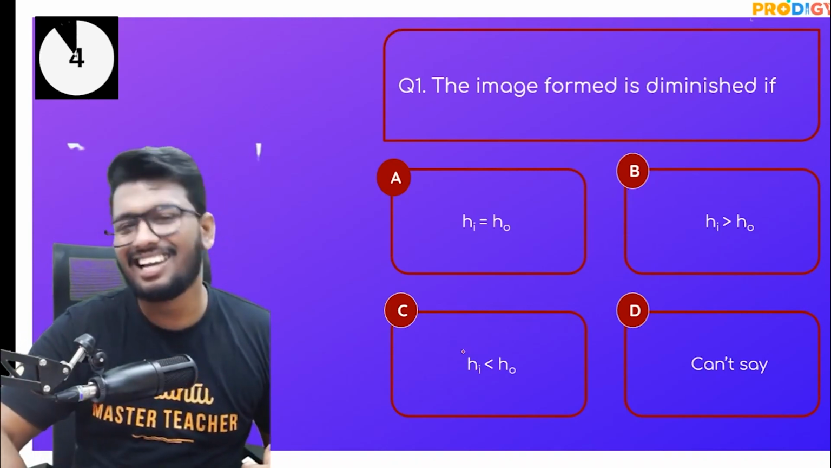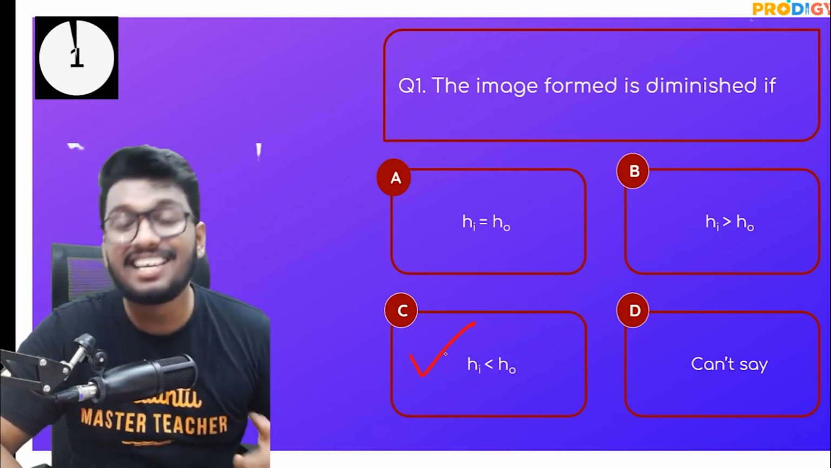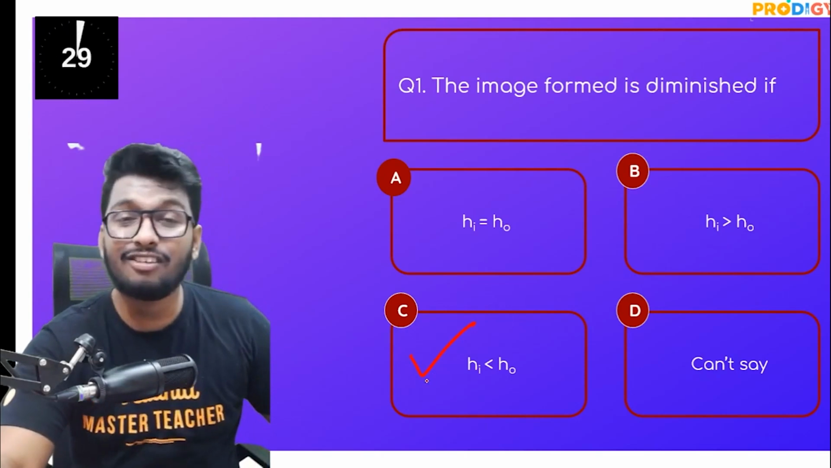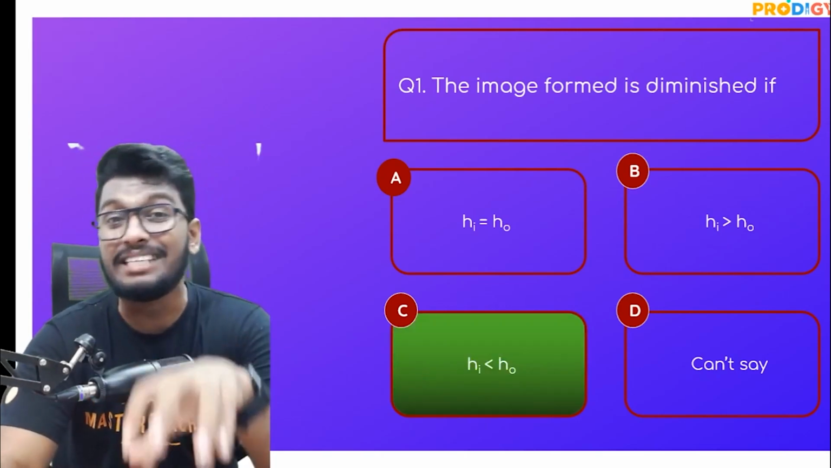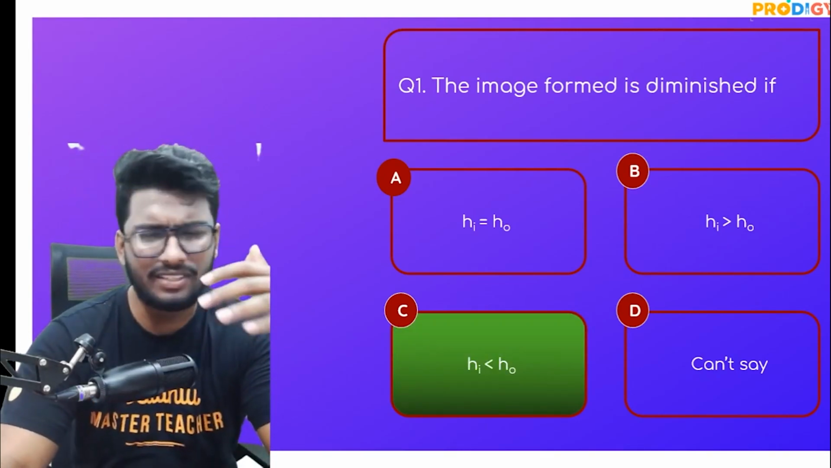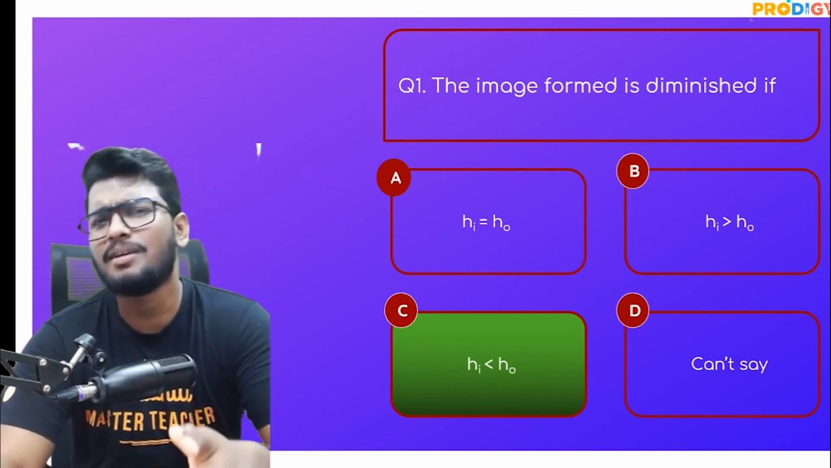The answer is going to be option number C, guys. When the height of the image is less than the height of the object, that is when you get a diminished image. Otherwise, if it's greater than the height of the object, then it's a magnified image.